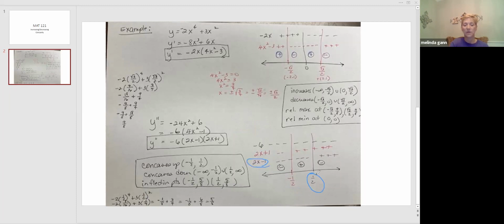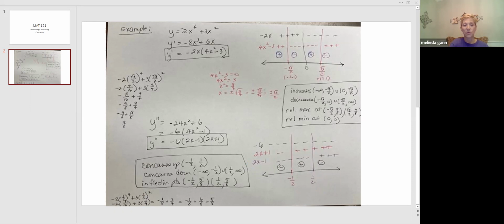So again, I picked a number to the left. Well, 0 is smaller than a half. So 2 times 0 is 0. 0 minus 1 is a -1, so it's negative. Then it turns positive because you could plug in like 5. 10 minus 1 is 9. All right, so I've got everything on my table.